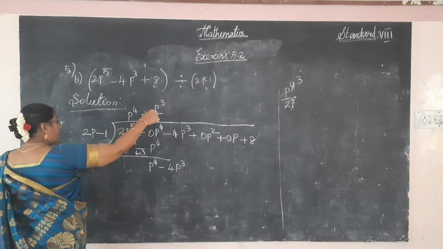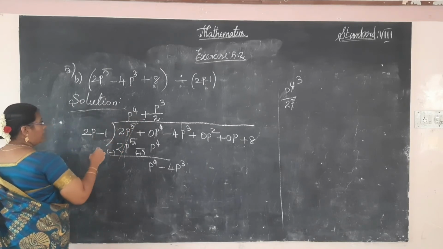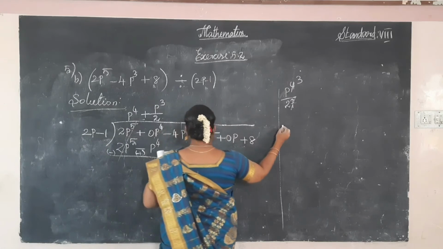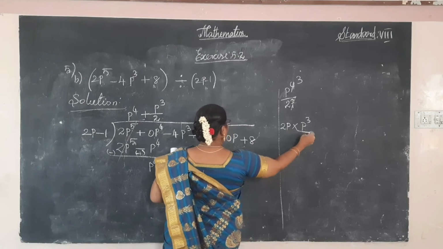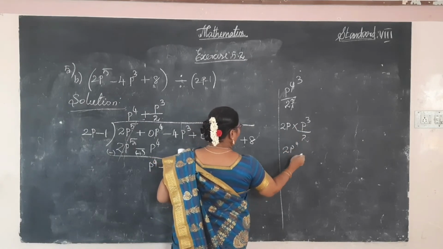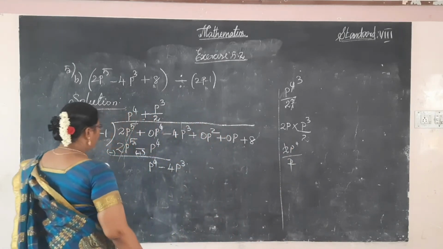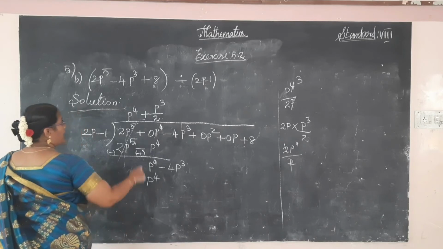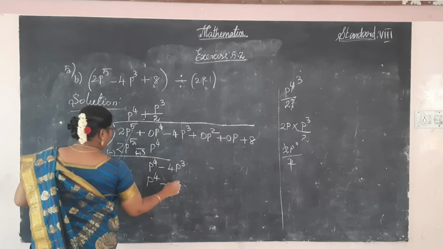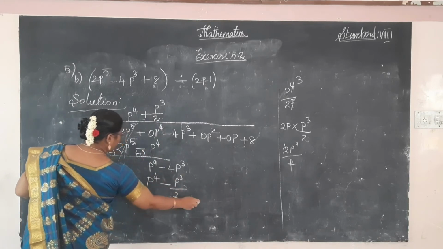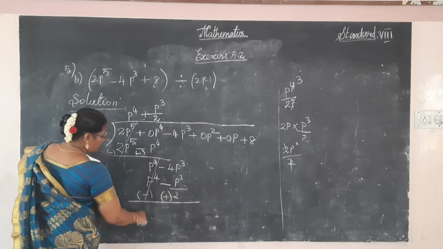Now multiply p power 3 by 2 with each term of the divisor. Carefully multiply. Okay, listen. 2p into p power 3 by 2. What we get? 2p power 4 by 2. Okay, the 2 cancel. Is it? What we get? p power 4. Okay, and next term multiply, what we get? Minus, plus into minus, minus p power 3 by 2. Okay, so change to the additive inverse. This term will be cancelled.